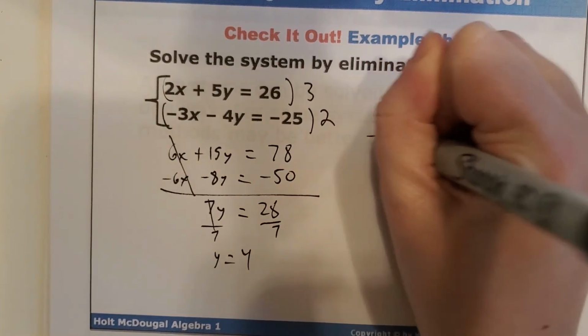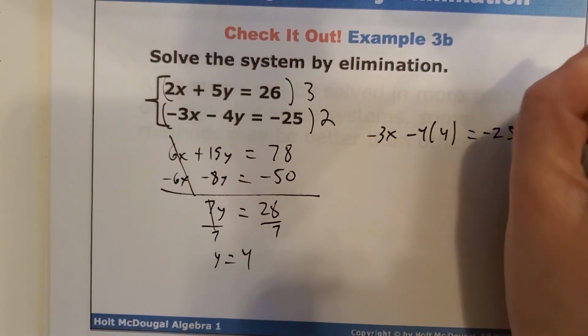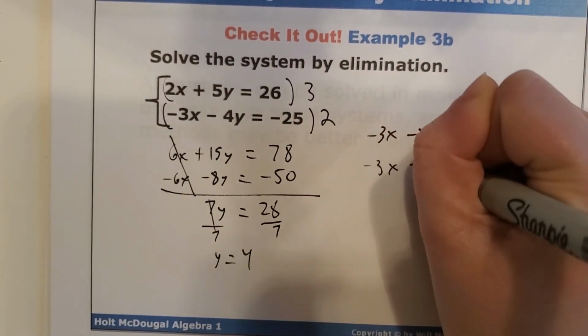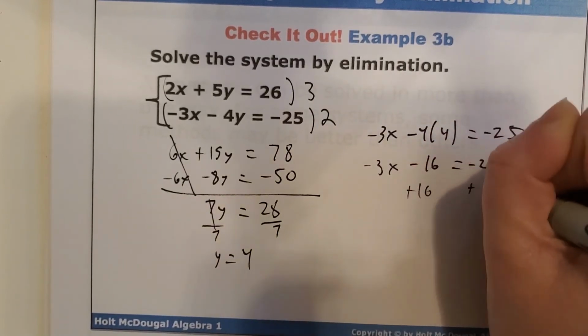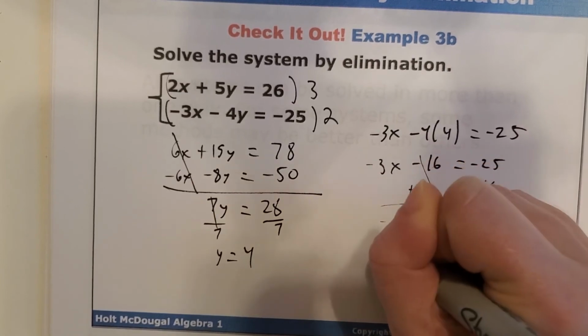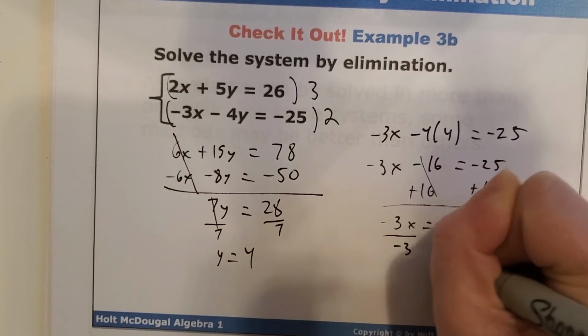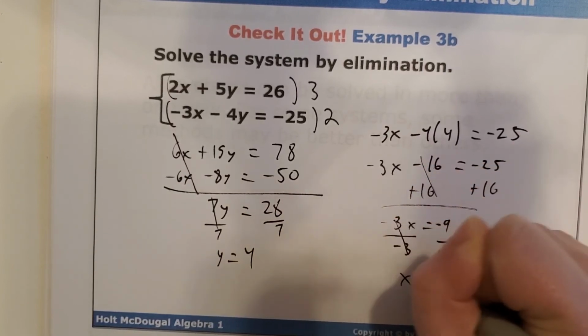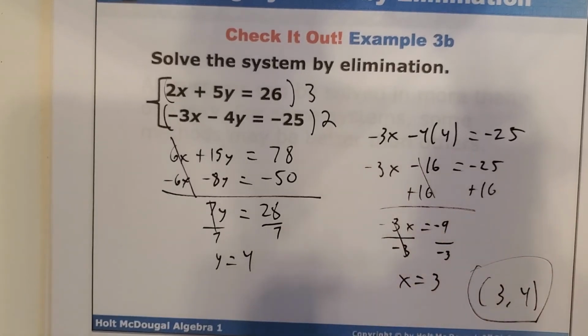So negative 3x minus 4 times 4 equals negative 25. So this is negative 16. Plus 16 is negative 9. Negative 9 divided by negative 3, x is 3. So 3, 4 for that last problem.